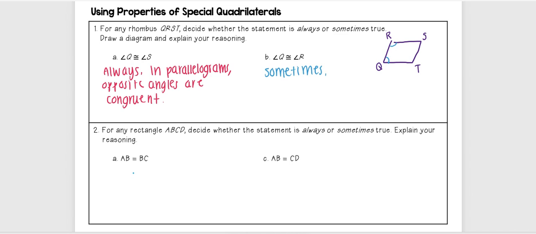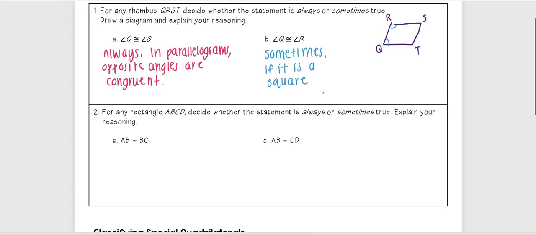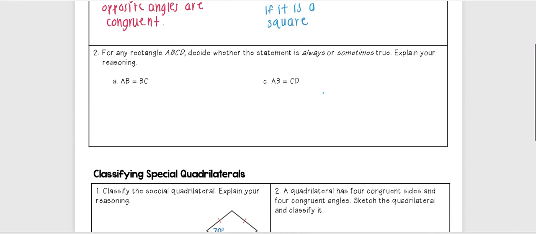And so the only case that a rhombus will have those angles right next to each other congruent is if it's a square. And that's because in a square, all angles are equal to 90 degrees. They're right angles, so then in that case, they'll be congruent. Okay, let's try the next one.